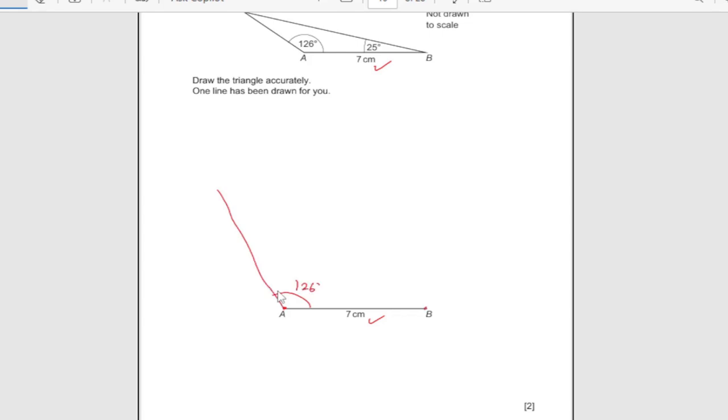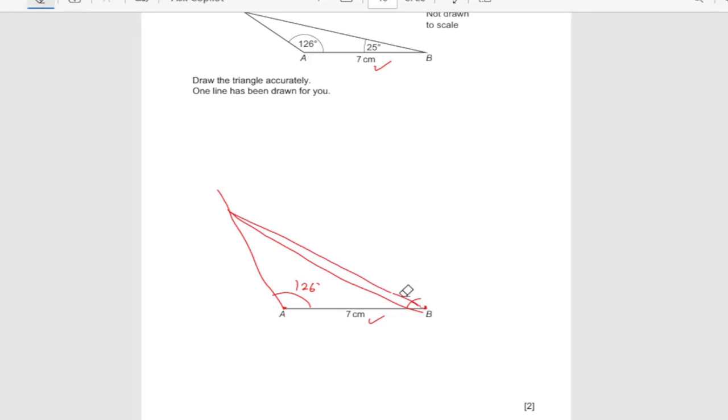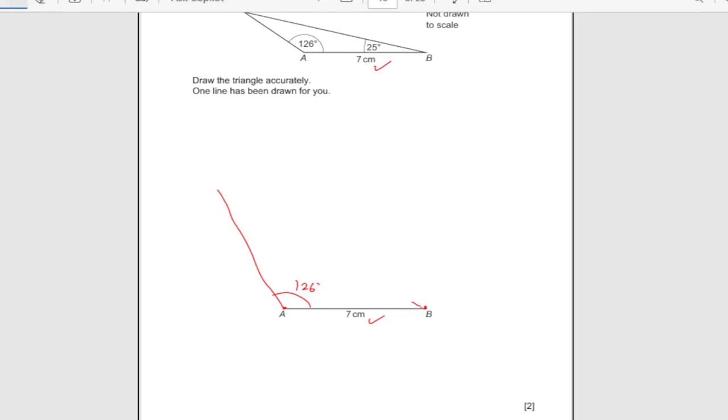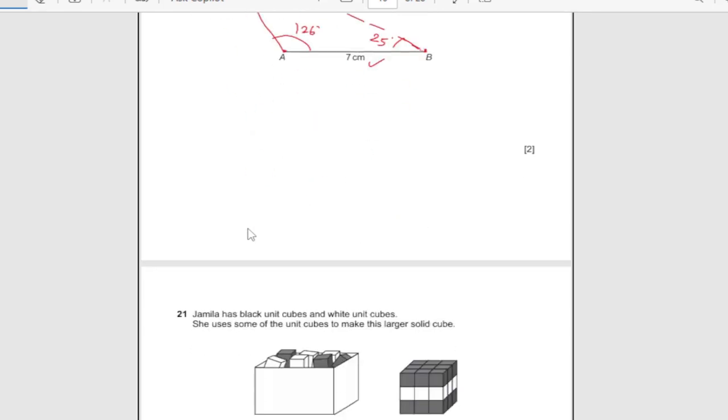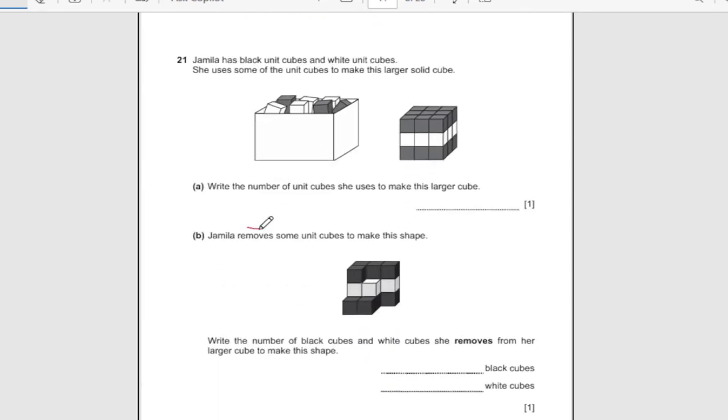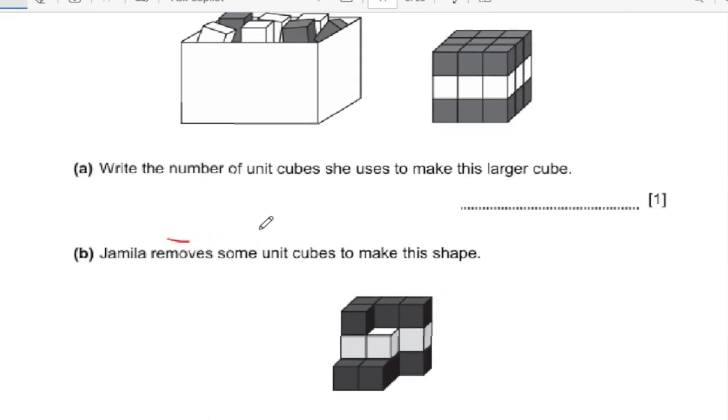Then you place your protractor at point B on the other side, and mark an angle of 25. This is going to be a bit like this. Then you join them like this. So from B to C, wherever your line goes. This will be your point C, and remember to label it, and write down which angle is 25 and which is 126.